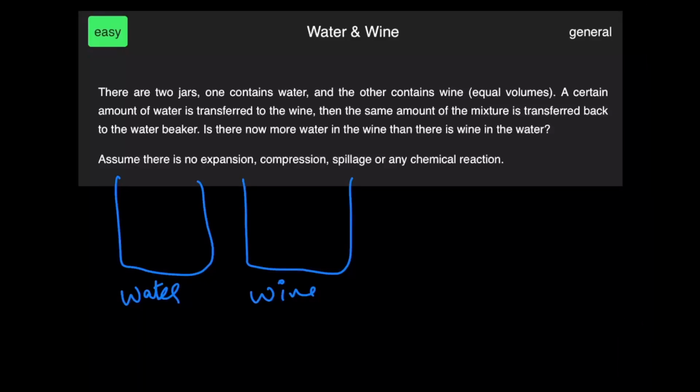Today we're doing another Brainstellar Quant puzzle. This one is called Water and Wine. This is an easy problem. I'll let you guys go over it once.